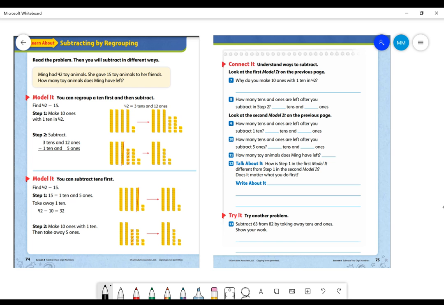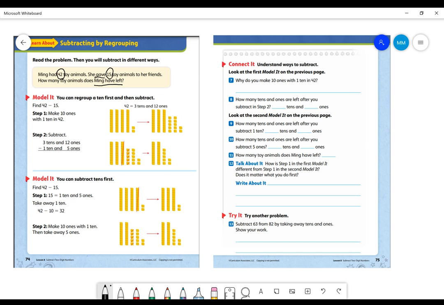Ming had 42 toy animals. She gave 15 toy animals to her friends. How many toy animals does Ming have left? Now, we already know this week that we are subtracting, so we already know that we are going to be taking away. But we have to think about the numbers that were given to us, as well as thinking if we are finding a missing part or if we are finding what is left.